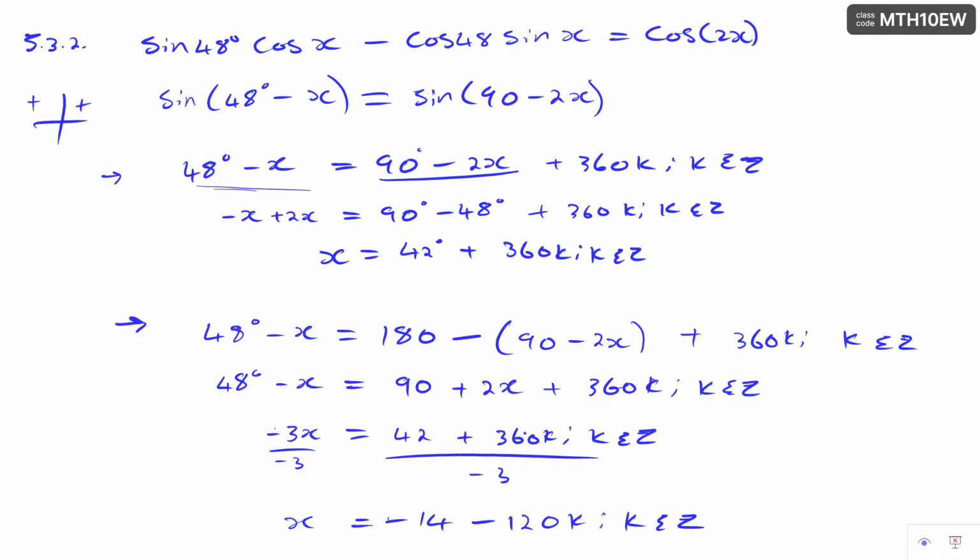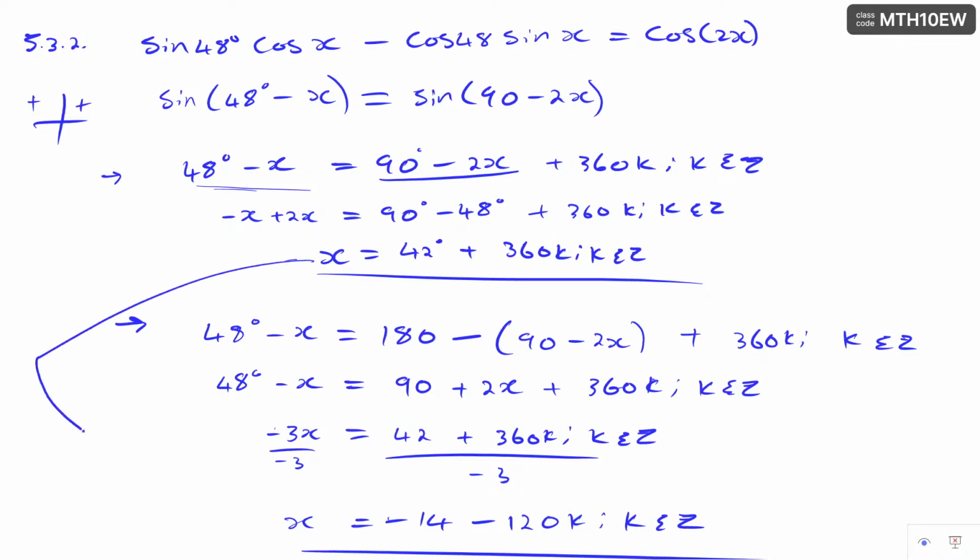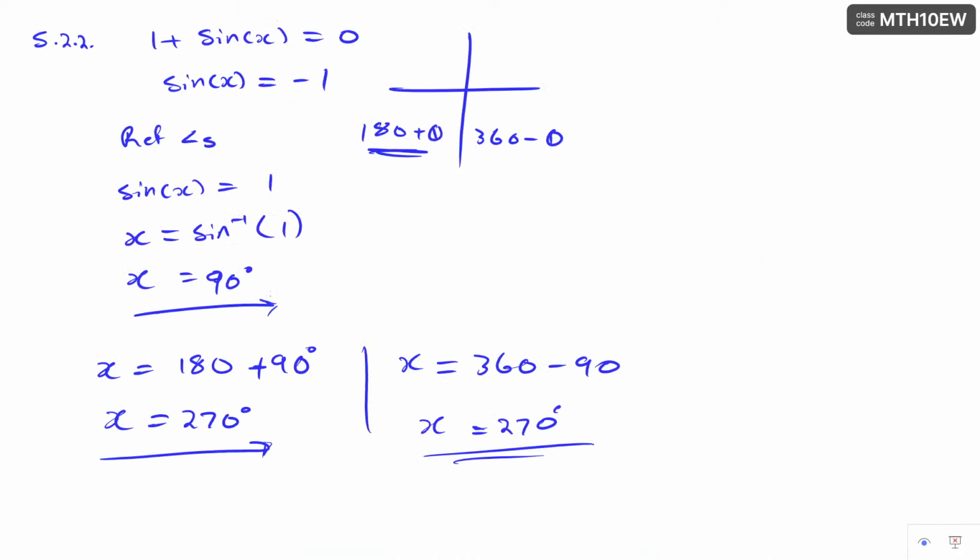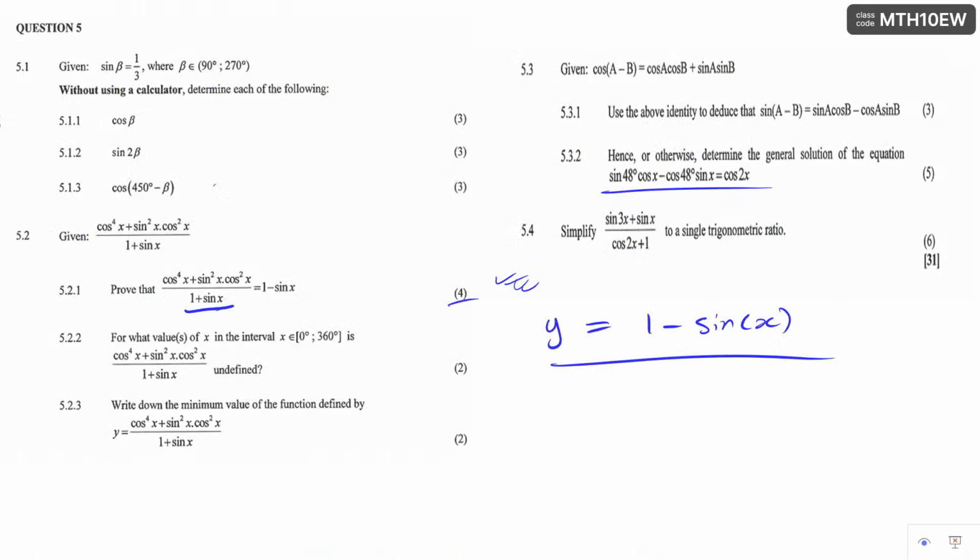So when you divide, you also divide this 360k. Don't make a mistake there. So this is our general solution, and this is our general solution. So we have two general solutions, which is this one and this one. Why? Because sine is positive in the first quadrant and second quadrant. Let's check, I'm not sure if this is the last question. Yes, so let's check the last question of the paper.